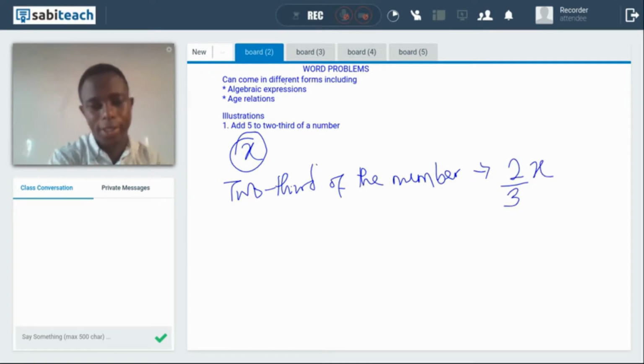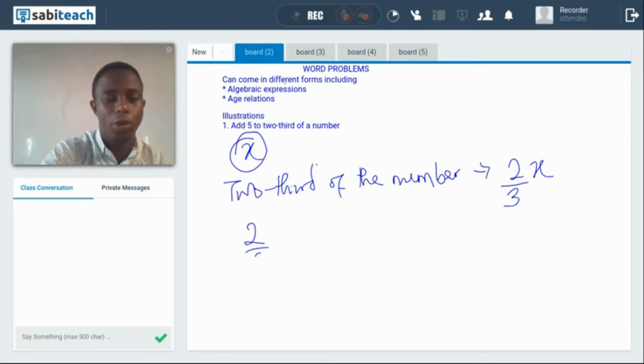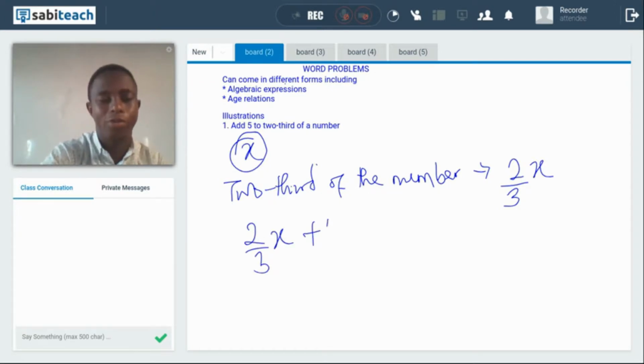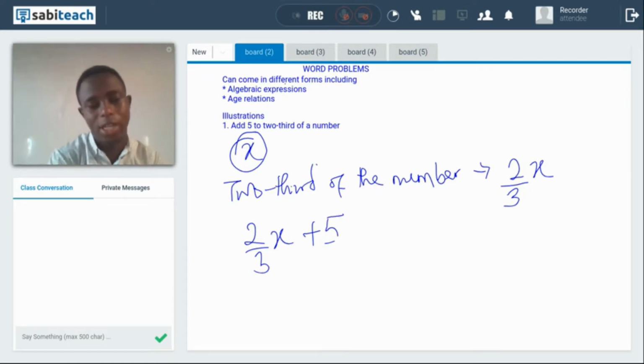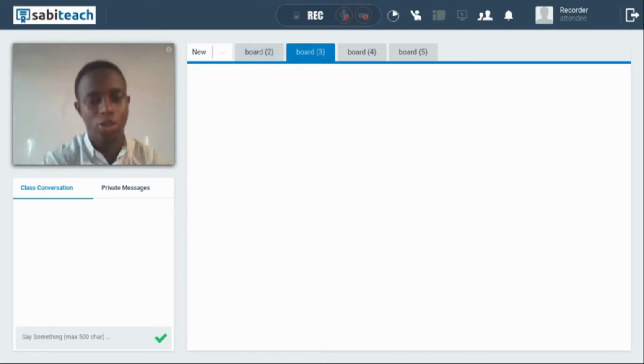2/3 of x. Now add 5 to 2/3 of a number. So I have 2/3 of a number and I add 5. This is what the question is asking me to do. Add 5 to 2/3 of a number, not add 2/3 of a number to 5. Very important to note that they are different. Okay, let's take the next illustration.